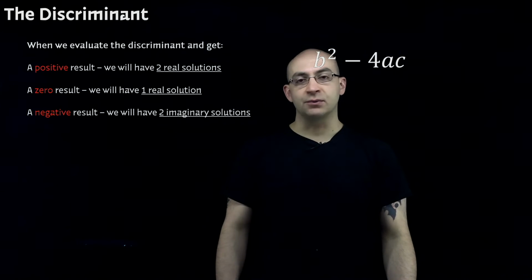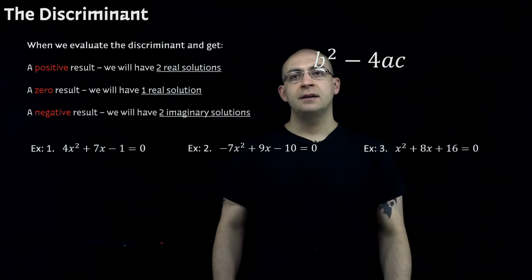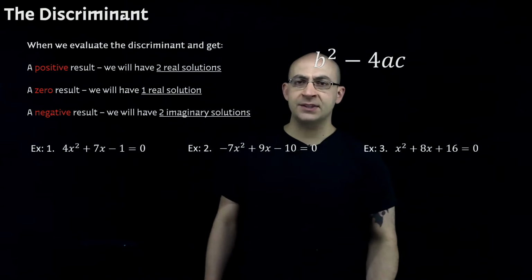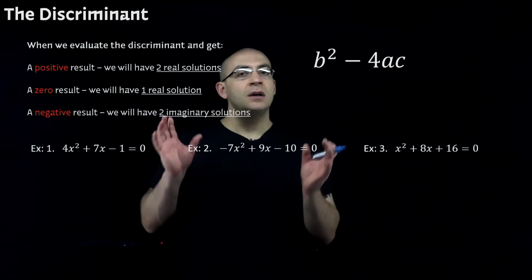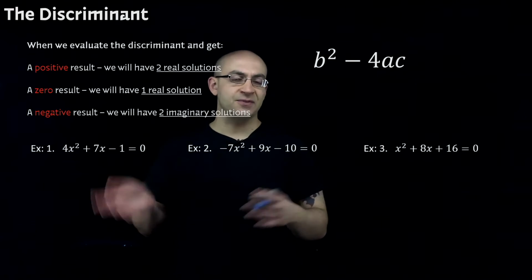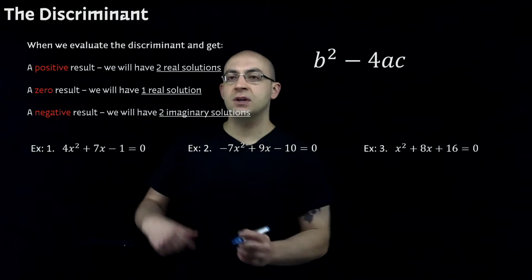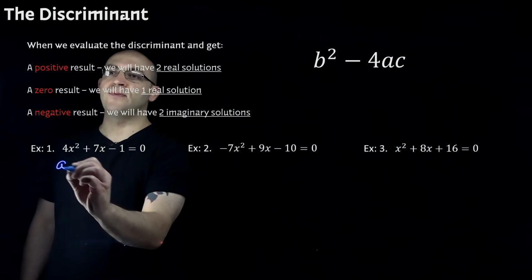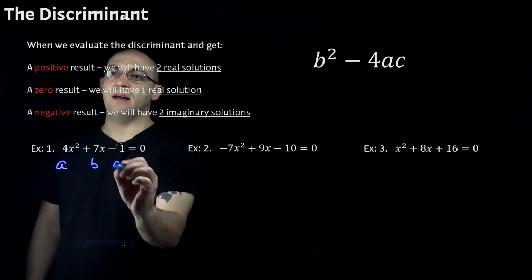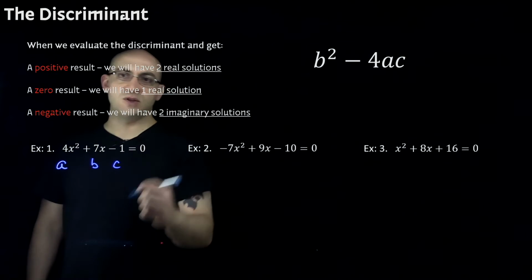I left the rules up here with the discriminant. Example 1, 4x squared plus 7x minus 1. Now, I don't want to go ahead and solve this. That's just for another video. But let's just use the discriminant to see what kind of solutions we'll get. So first we want to label our points. 4 is A, 7 is B, and C is negative 1. So let's just plug it in.